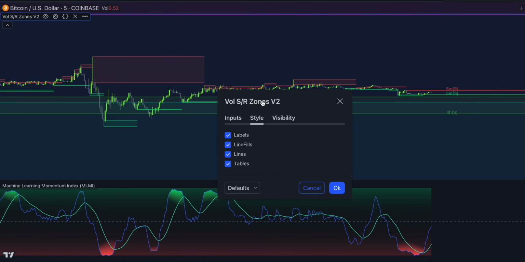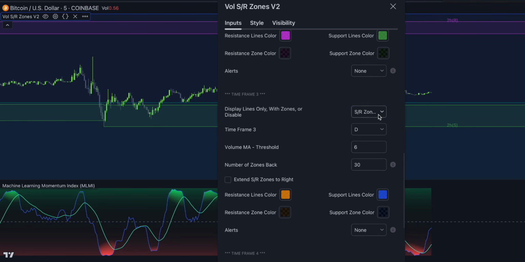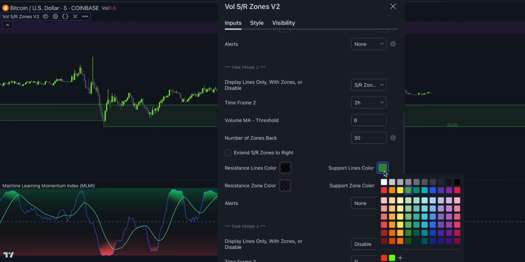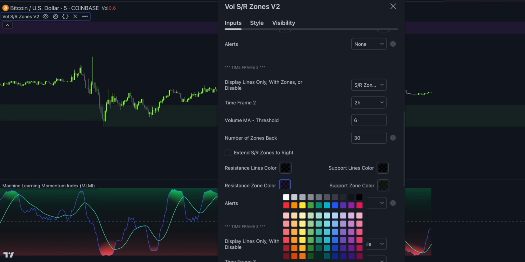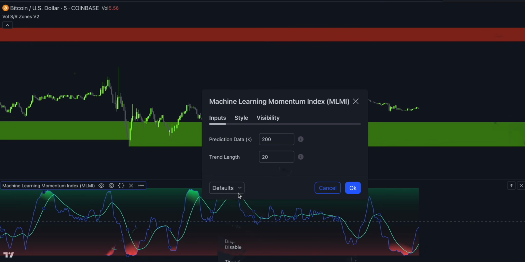For that, you'll need to open the Support and Resistance Indicators setting and disable all time frames except the 2-hour one. I also like to customize the appearance of these zones. Once you're done configuring the indicator settings, click OK. The Machine Learning Momentum Index indicator settings will remain default. However, you can change these parameters to make the indicator more or less sensitive.